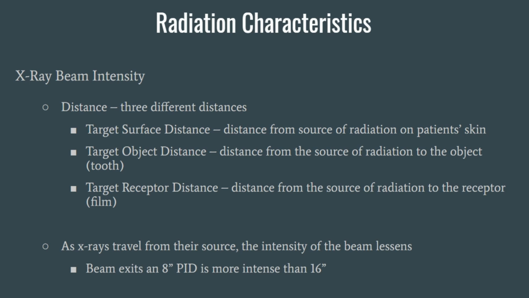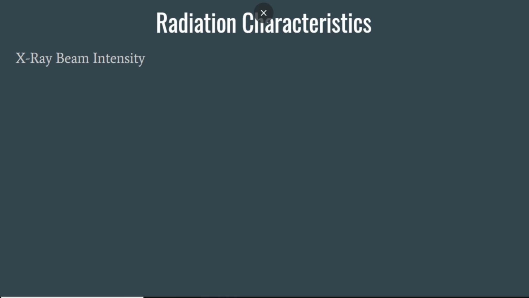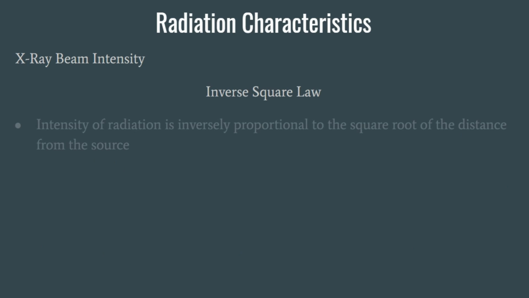Meaning, as the beam exits an 8-inch PID, it is more intense than when it exits a 16-inch PID. That 8-inch is half the distance of the 16-inch, so it's going to be twice as powerful when you use an 8-inch PID versus a 16-inch PID. And that concept is something known as the inverse square law. The intensity of radiation is inversely proportional to the square root of the distance from the source.